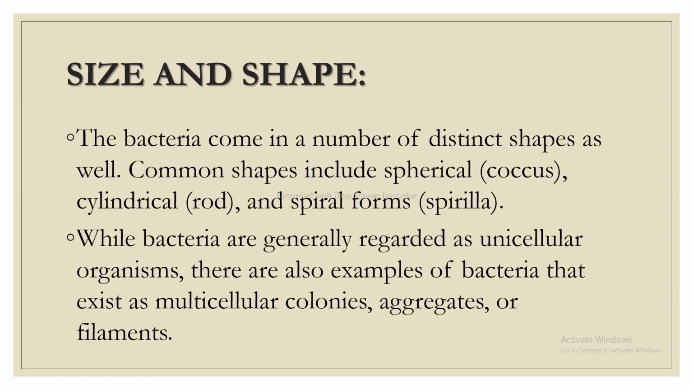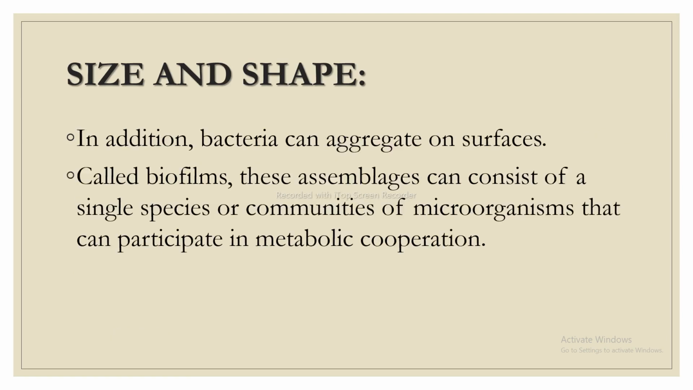Bacteria come in a number of distinct shapes as well. Common shapes include the spherical coccus, cylindrical rod, and spiral form spirilla. While bacteria are generally regarded as unicellular organisms, there are also examples of bacteria that exist as multicellular colonies, aggregates, or filaments. In addition, bacteria can aggregate on surfaces called biofilms. These assemblages can consist of a single species or communities of microorganisms that can participate in metabolic cooperation.